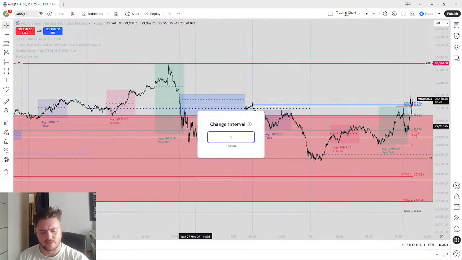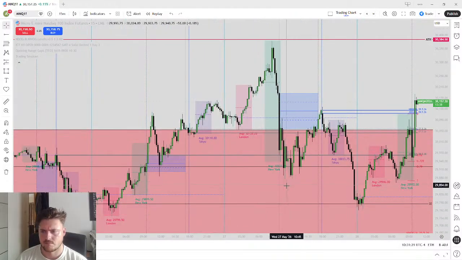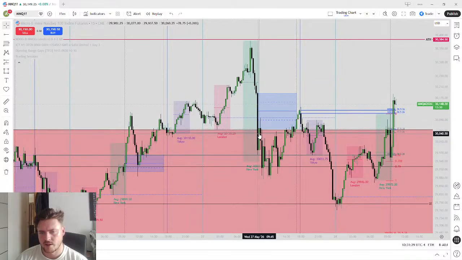If you go down to the 15-minute, you can see it clearly here. This is a liquidity void. No price has been delivered in this range. It's just all gone one way. There's all been sell side inefficiency, but there's been no buy side delivery. Okay, so this is a region where price is likely to draw to.